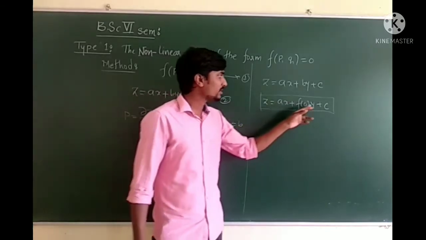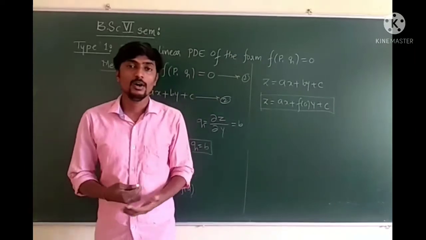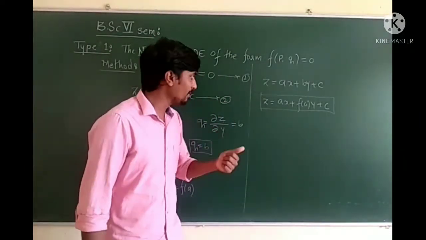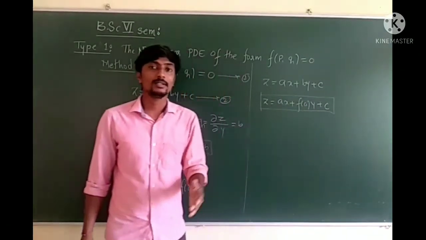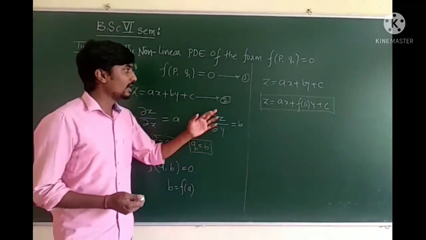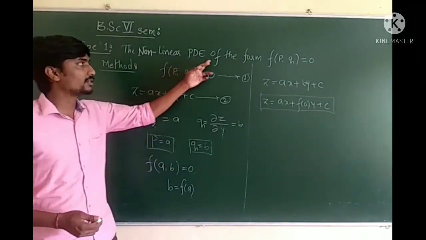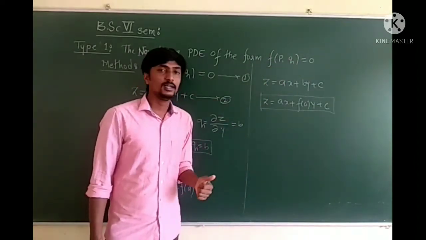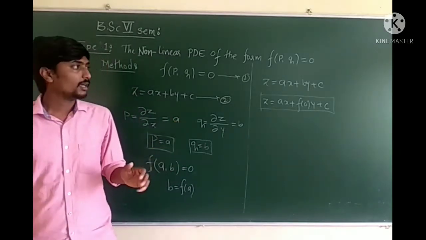If you convert this c in terms of a only, that becomes the general solution of the given partial differential equation. Suppose you eliminate a and c from this equation, then it is converted into the singular solution of the differential equation. So this is how we get the complete solution of the given partial differential equation of the form f(p, q) = 0. Let's understand how to solve examples on this method.